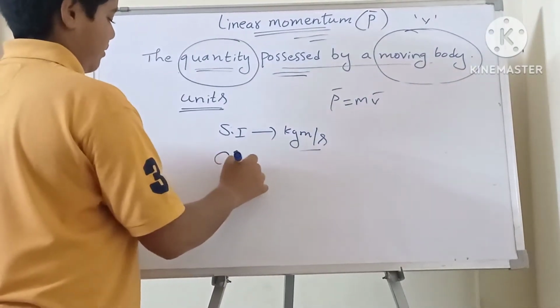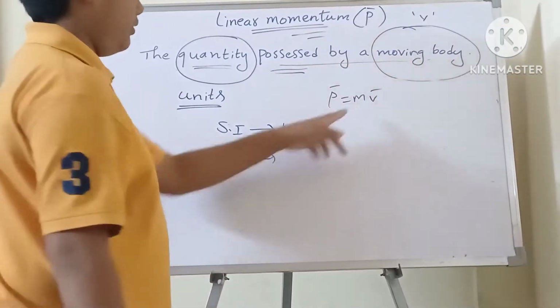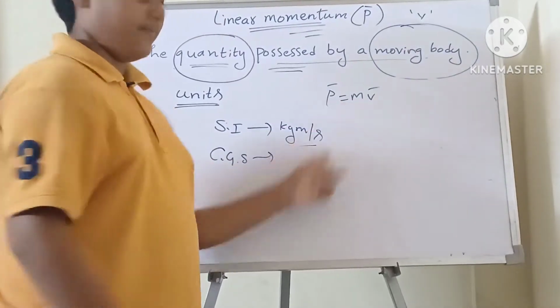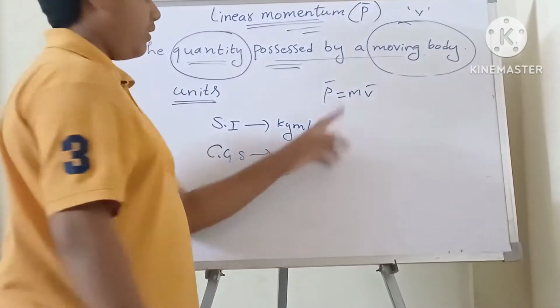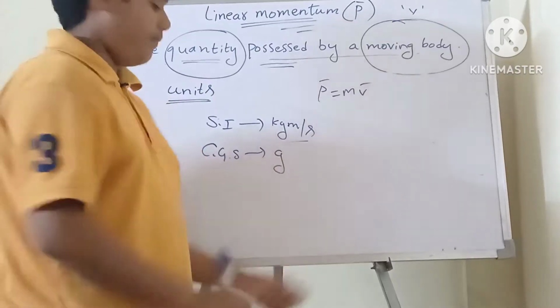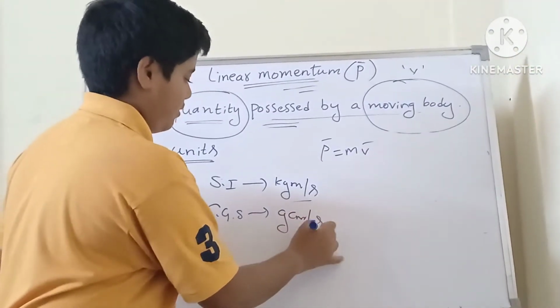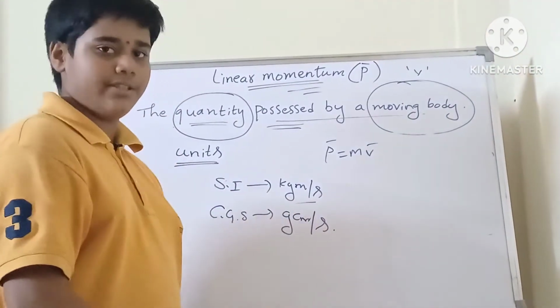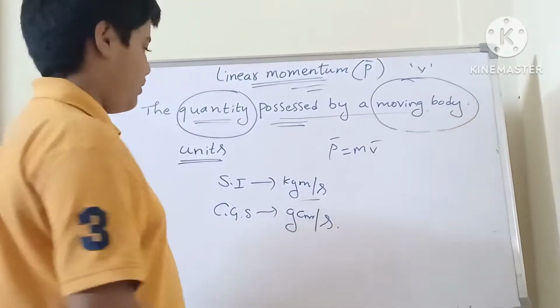And CGS. The CGS unit of mass is gram. The CGS unit of velocity is centimeter per second. This is the CGS unit. These are the units.